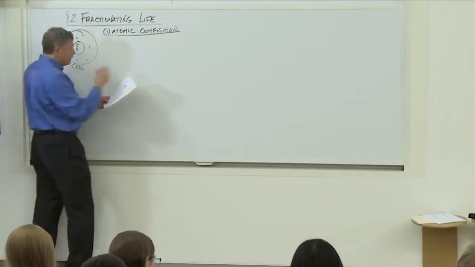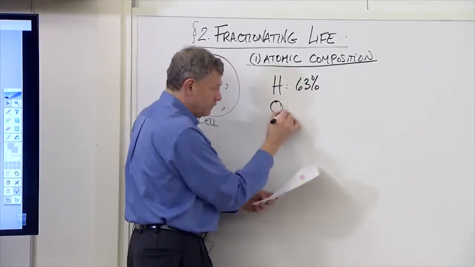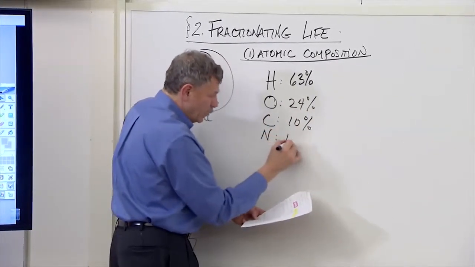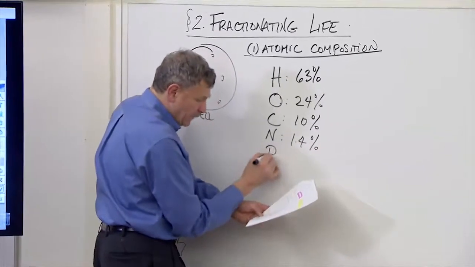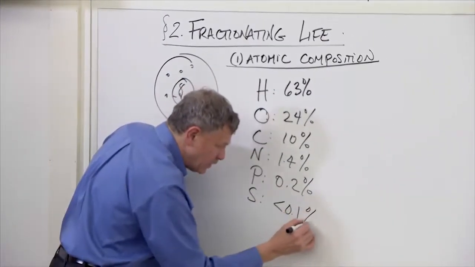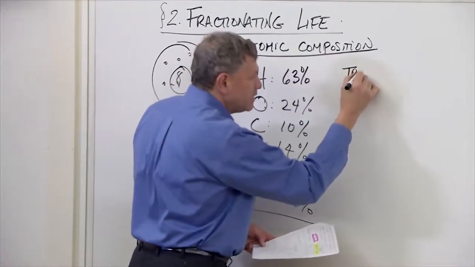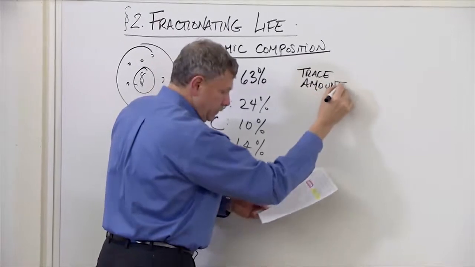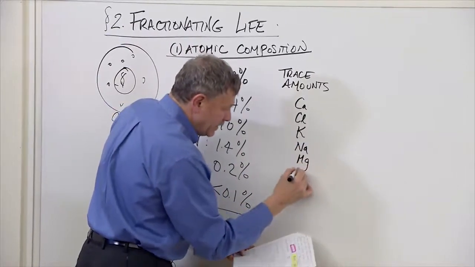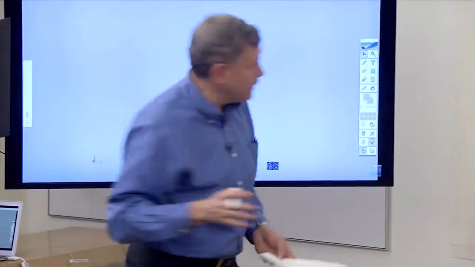At the level of atomic composition, you are hydrogen, 63%. You are oxygen, 24%. You are carbon, 10%. You are nitrogen, 1.4%. You are phosphorus, 0.2%. You are sulfur, less than 0.1%. That's accounting for most of you. And you are trace amounts of ions: calcium, chloride, potassium, sodium, magnesium, manganese, teeny weeny little bits of selenium, but tiny trace amounts of these ions.